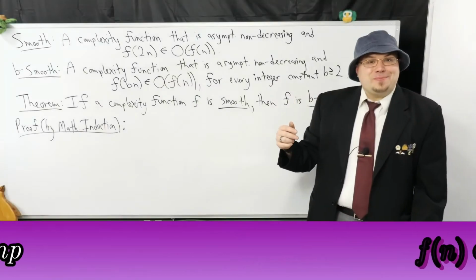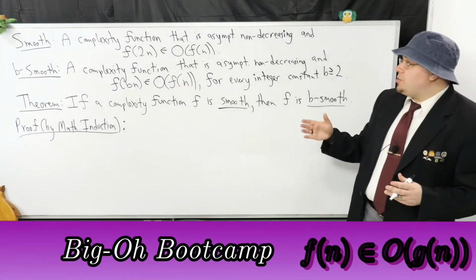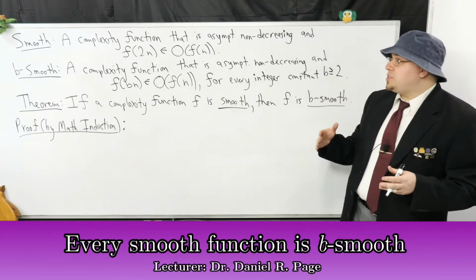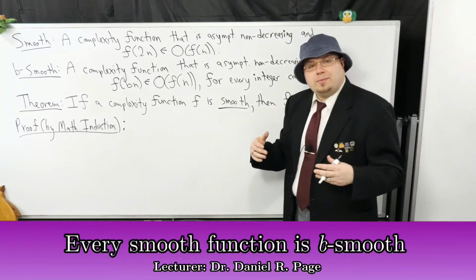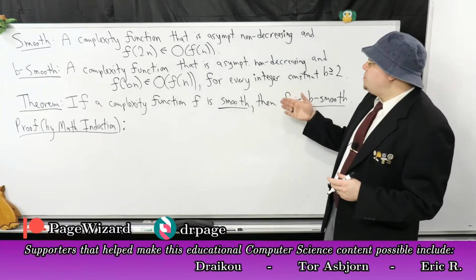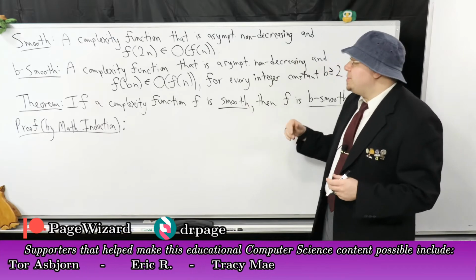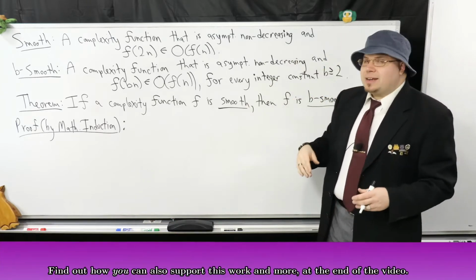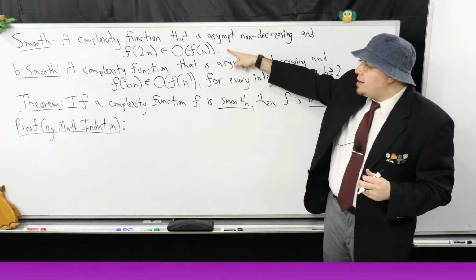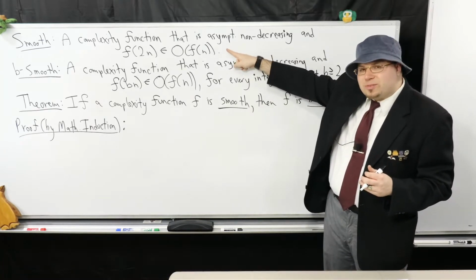Hello everybody. So today I'm going to be showing you how you can prove a statement involving smoothness. First, I want to remind you of two definitions that have been talked about in other videos. In particular, what a smooth function is, and then what a B-smooth function is. A complexity function that is asymptotically non-decreasing, and also satisfies f of 2n is big O of f of n, we call smooth.